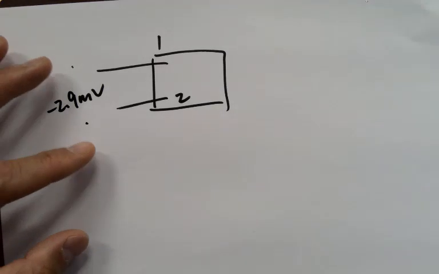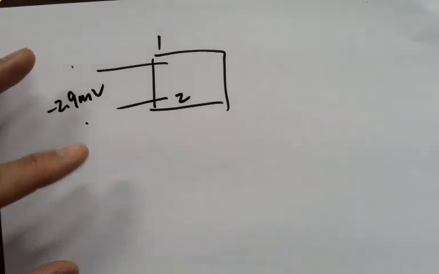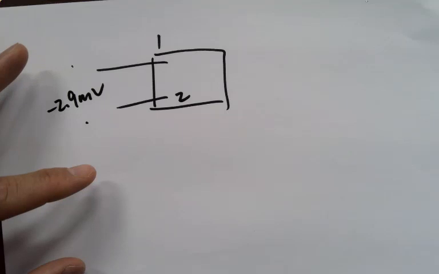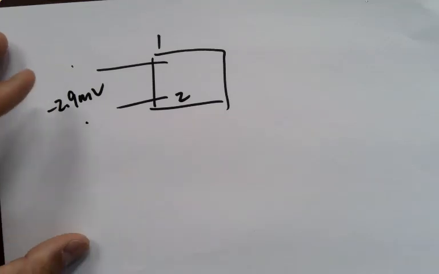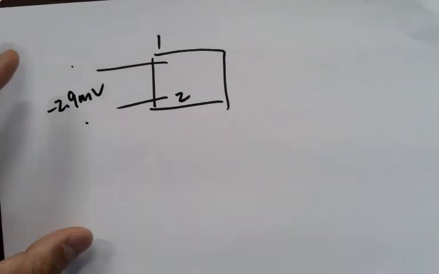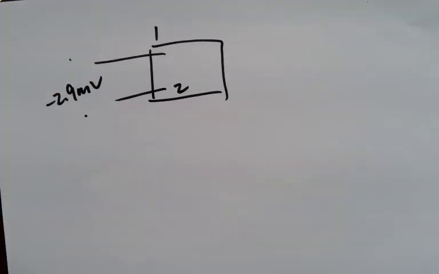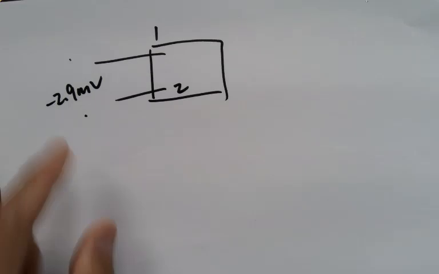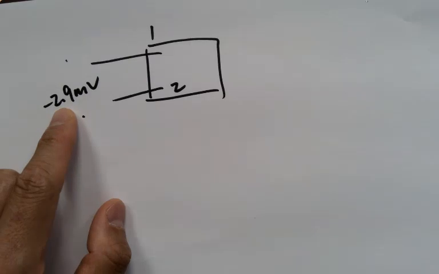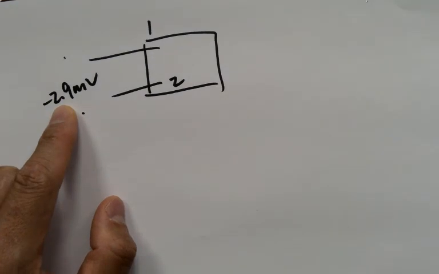The description is the voltage drop between terminals 1 and 2. It should be from 1 to 2, right? The drop from 1 to 2. That's why I think this is a little bit confusing, but you should understand what's going on. So the drop between 1 and 2 is actually the drop from 1 to 2, which is negative 2.9 millivolts, I think.